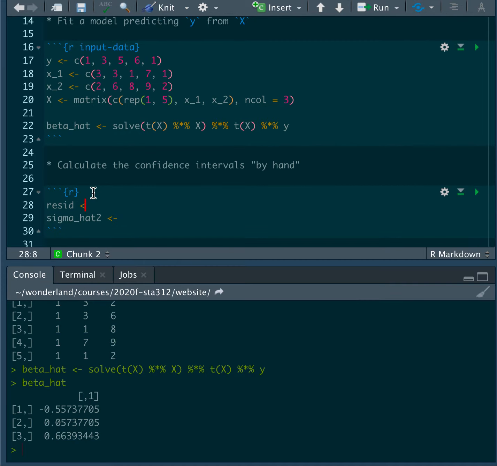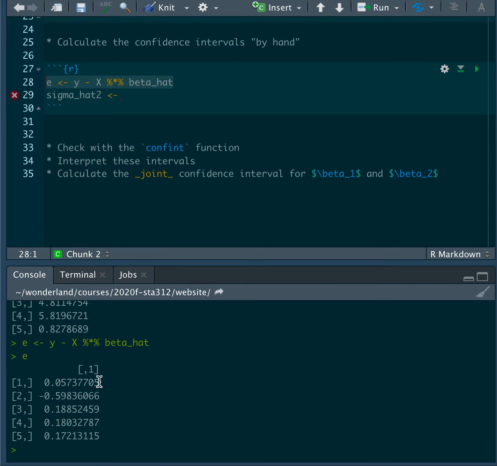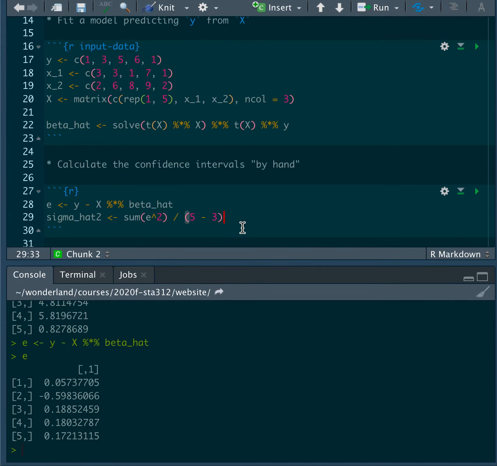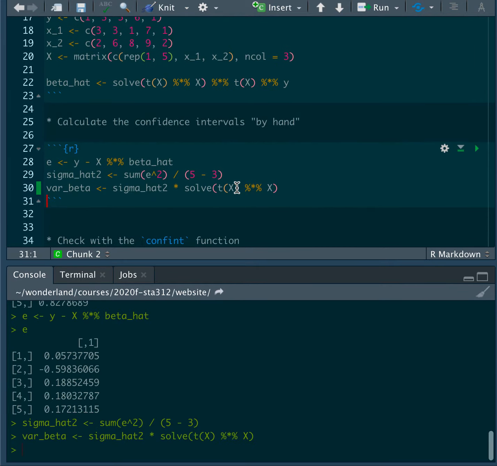Okay, so maybe we should calculate the residuals first. So the residuals are going to be, maybe we'll just call these b. And that's going to be y minus y hat, which y hat is just equal to x times beta hat. And let's make sure this works. That looks good for x times beta hat, and so y minus x times beta hat is going to be our residual. Okay, so now we've got those residuals, and so we're going to sum the square of residuals, and then we're going to divide by n, which in this case is 5, minus 3, p plus 1. So that's our sigma hat squared. Our variance of beta is going to be that sigma hat squared times x transpose x inverse. So let's look at that.